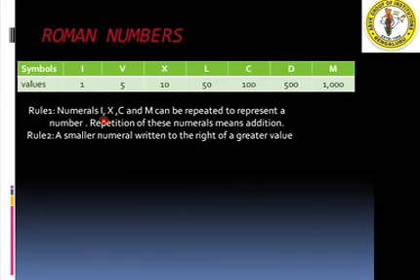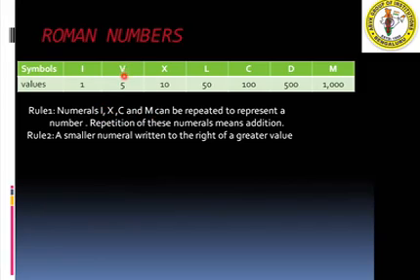Suppose here I, I. If you want to write the number 2, how will you write it? I, I, so that means 1 plus 1, 2. In the same way, if you want to write 20, X, X: X plus X, 10 plus 10, gives 20. C means 100, so two C's means 100 plus 100, 200. Like this it happens in the case of I, X, C and M.